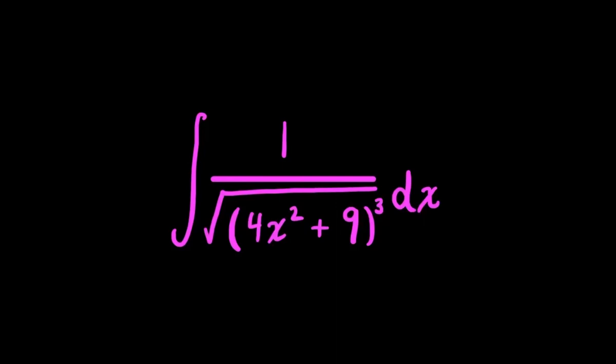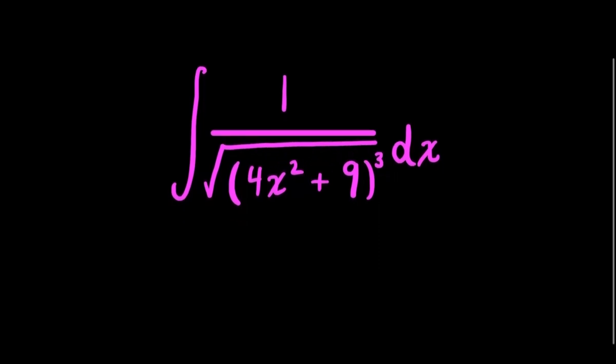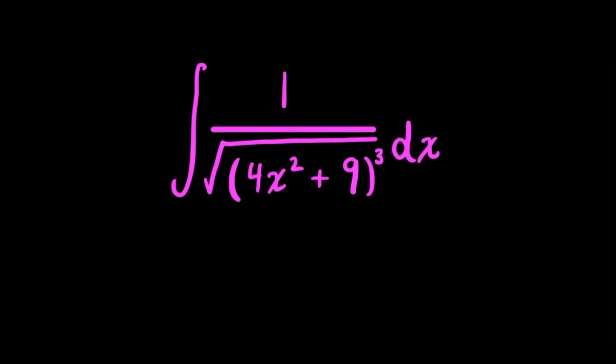Let's integrate 1 over the square root of 4x squared plus 9, all raised to the power of 3, dx. Now the way to integrate this, which I find easiest, is through trig substitution, because in my denominator I have the form x squared plus a squared. And I know when I have that, I could use the substitution that x is equal to a tan theta. The only thing that's different here is the coefficient attached to the x.